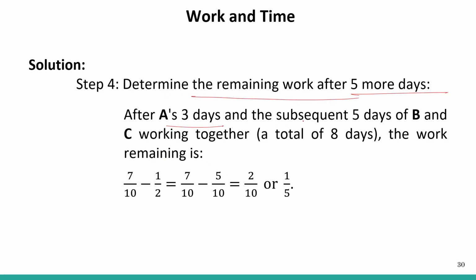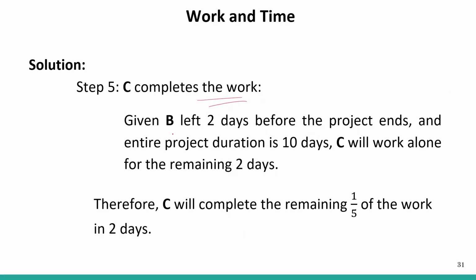So determining the remaining work after 5 more days: A worked 3 days and then B and C worked together for 5 days, a total of 8 days. The work remaining is 7 by 10 minus 1 by 2, which is 2 by 10, or 0.2. Okay, so C completes the work. Given B left 2 days before the project ends and the project duration is 10 days, C will work alone for the remaining 2 days.